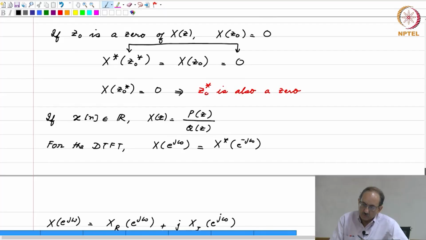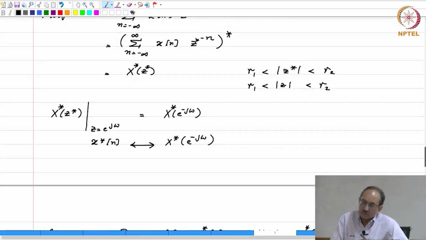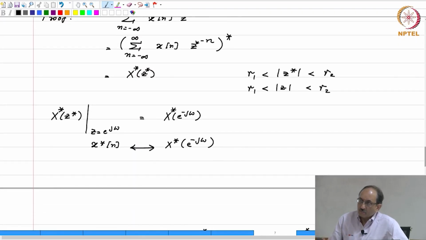Yeah, so what you can do, that's a good question. You need to exploit the fact that x of z equals x star of z star. One fallout of this: if z were real, z star will be the same as z. So, for real z, x of z will be the same as x star of z.